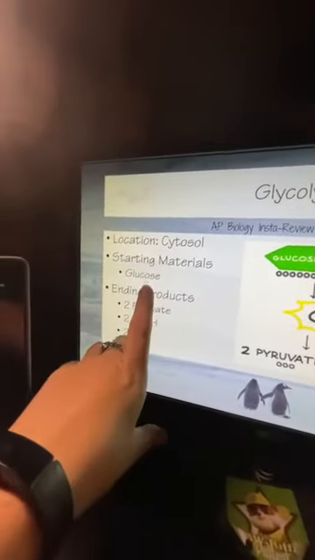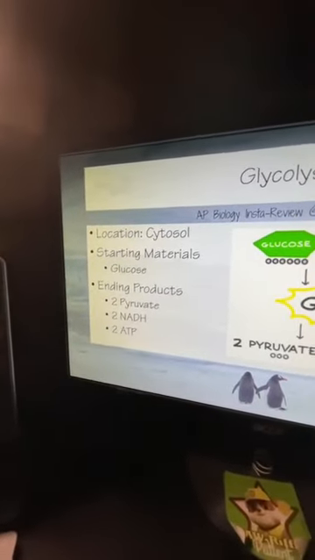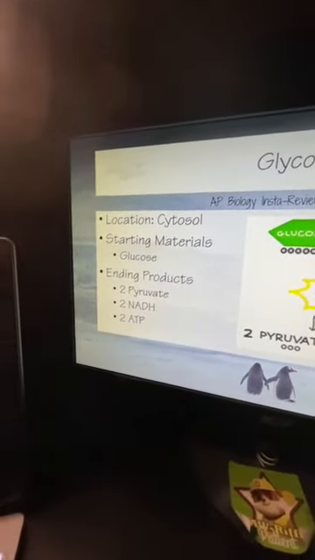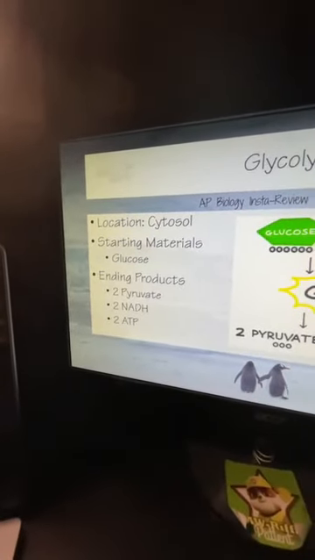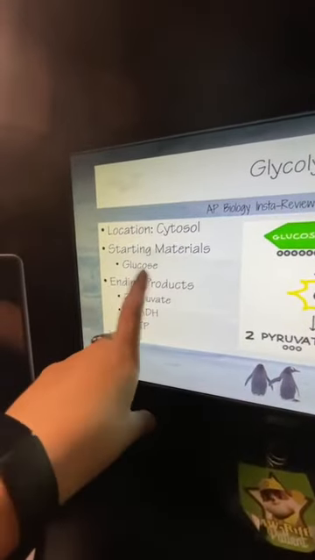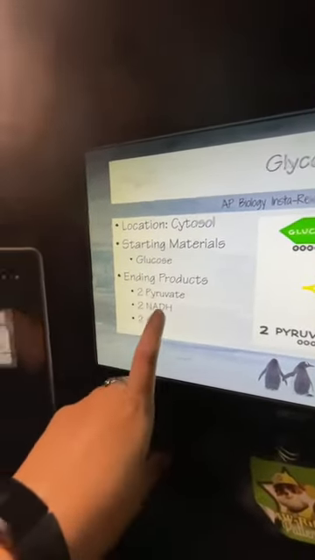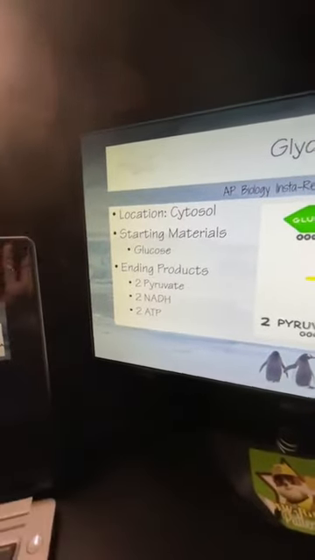So starting material, it starts with glucose, and technically anything can go into cell respiration. You can use all of the macromolecules except for nucleic acids. And so they'll just enter at different parts, but we go through the parts of cell respiration using glucose as our example. So glucose is what we'll start with. And the end products will be 2 pyruvates, 2 NADHs, and then 2 ATPs. So I always tell my students it's like 2, 2, 2. Just the way to remember it.